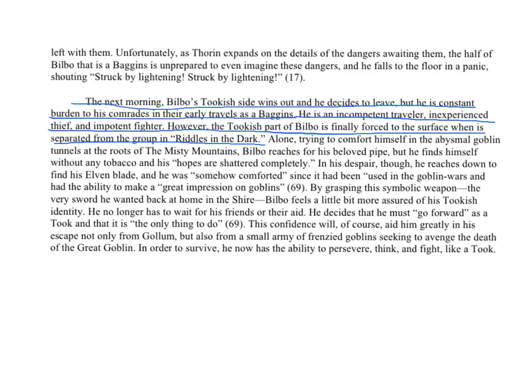Now, this topic sentence takes a little while to get moving, but let me explain what I do. Because I'm explaining at the end of my last paragraph that even though Bilbo's Tookish side appears, the Baggins side asserts itself. Bilbo falls to the floor and he screams, "Struck by lightning, struck by lightning." So when I start this paragraph, I have to explain that Bilbo's Tookish side wins out ever so slightly and he does leave. But even though he has left, he is still very much a Baggins. He is an incompetent traveler, an inexperienced thief, and an impotent fighter.